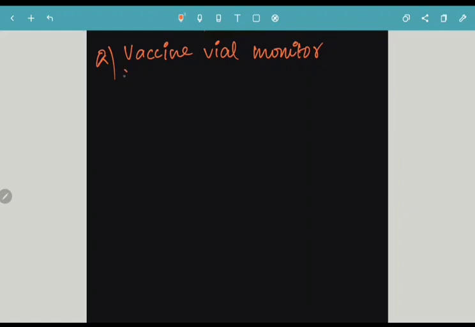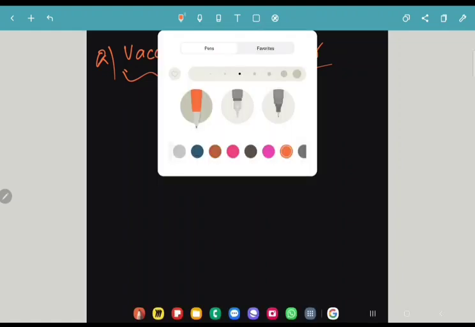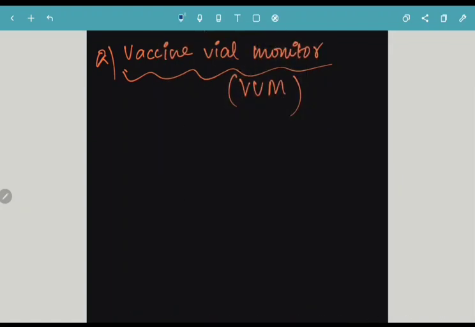So write a short note on vaccine vial monitor. Short abbreviation is VVM, vaccine vial monitor. First, how does it look? So it looks like this.